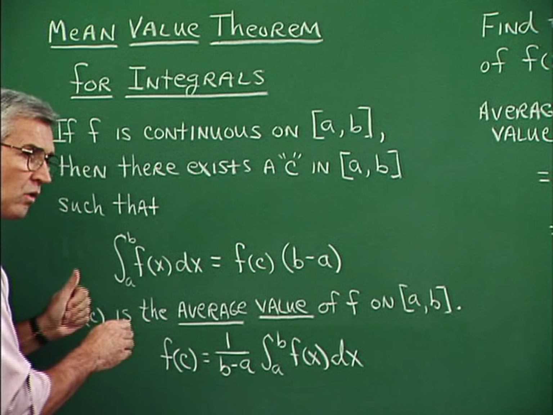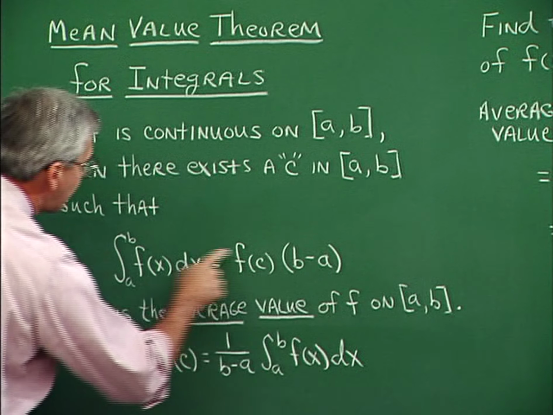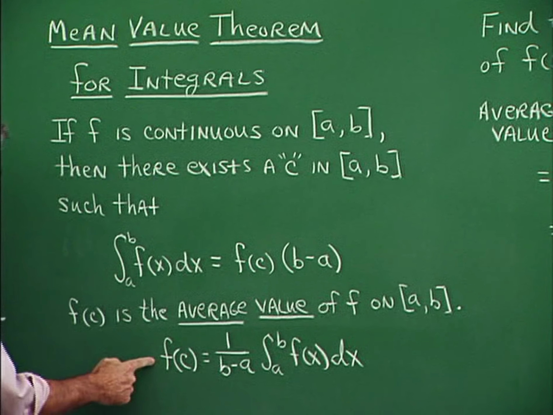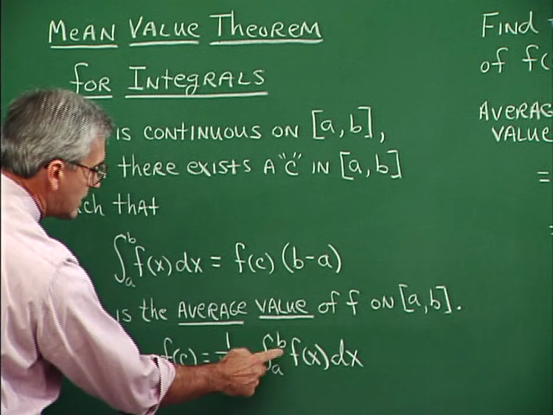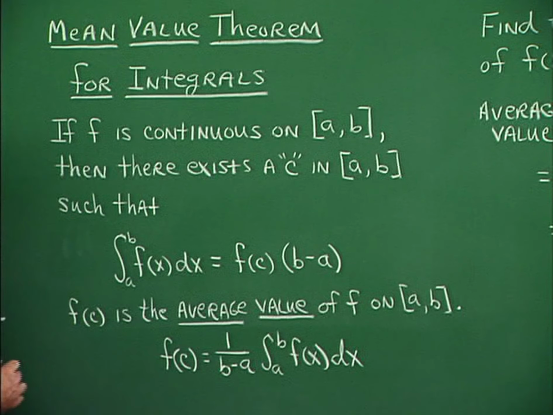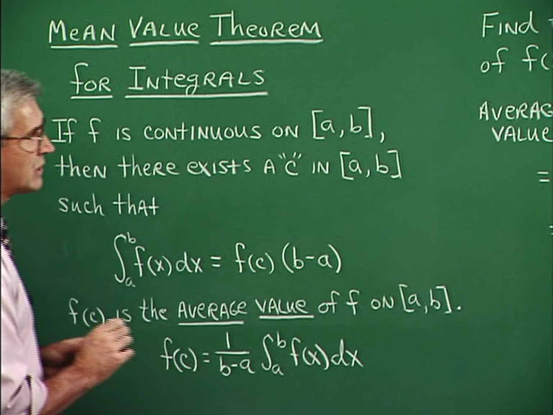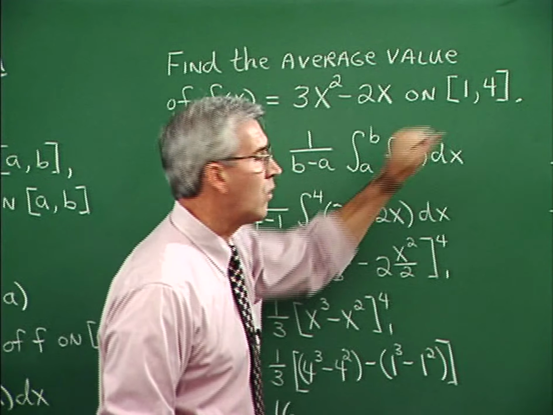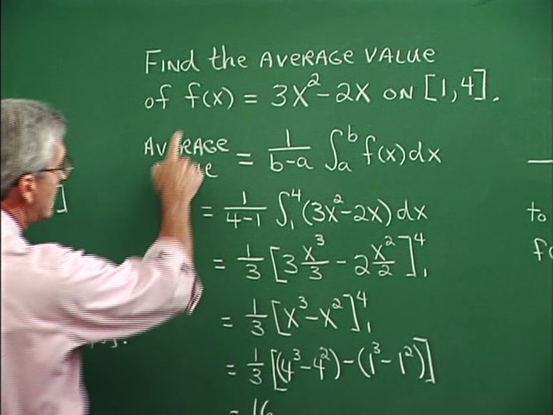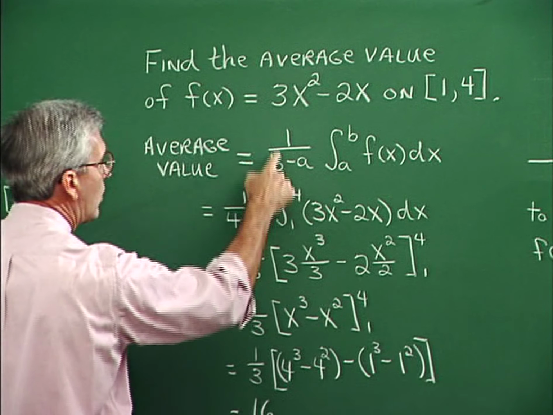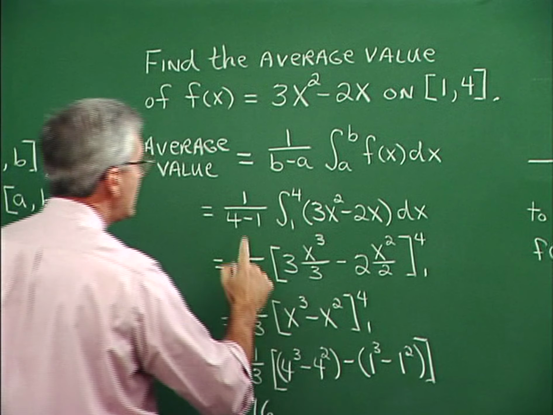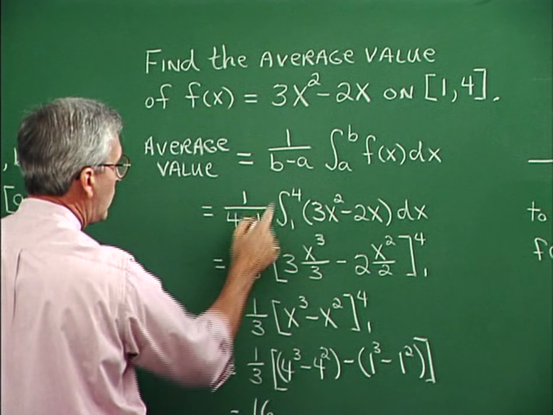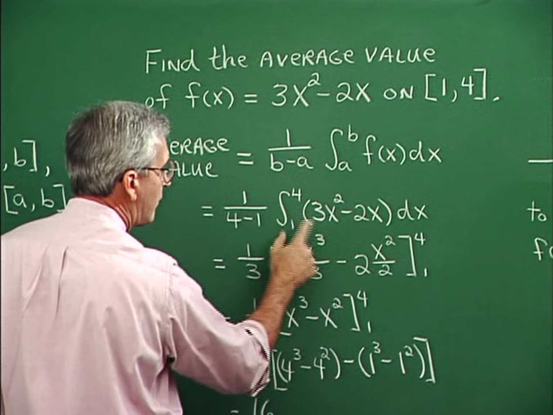Now, to understand how the average value is calculated, we can solve this equation for f of c. Just multiply on both sides by 1 over b minus a, and f of c is 1 over b minus a times the integral of the function within that interval. Now let's go through the calculation of average value using a specific function. Suppose we want to find the average value of this function on the interval from 1 to 4. Average value is, according to our formula, 1 over b minus a times the integral from a to b of f of x dx. We're running from 1 to 4, so it's 4 minus 1, and then the integral from 1 to 4 of our function.